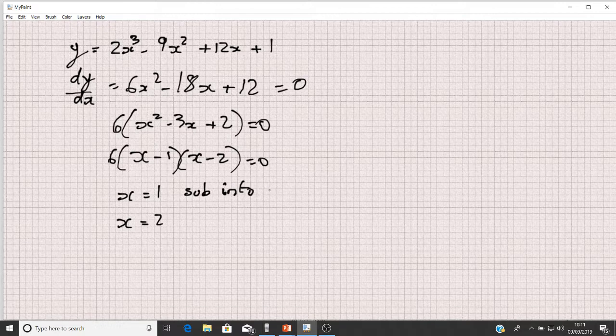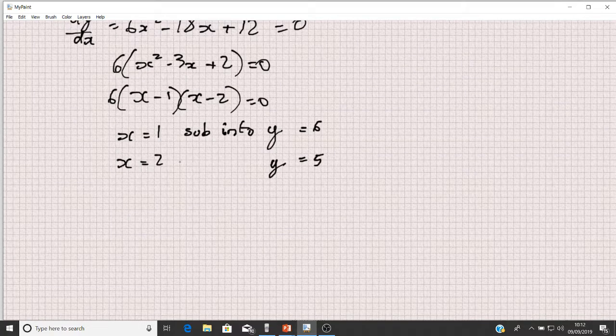So we'll sub into y and we get y equals. Now I've done this earlier, so this will give us a value of y equals 6 when we sub 1 in, and if we sub 2 in, y equals 5. So the coordinates of the turning points will be, oh, not 6, it's going to be 1, 6, and the second turning point is 2, 5.